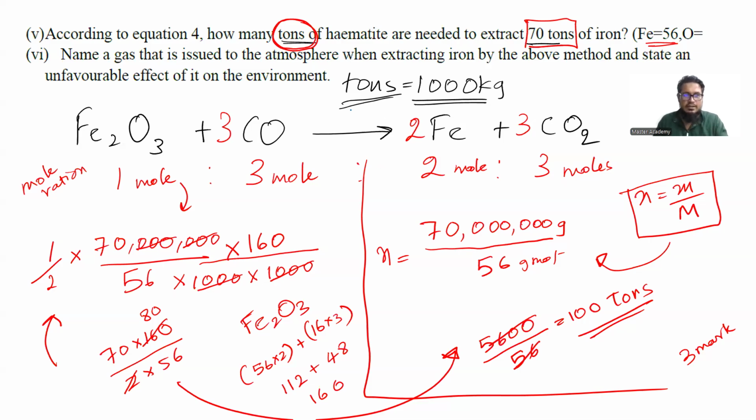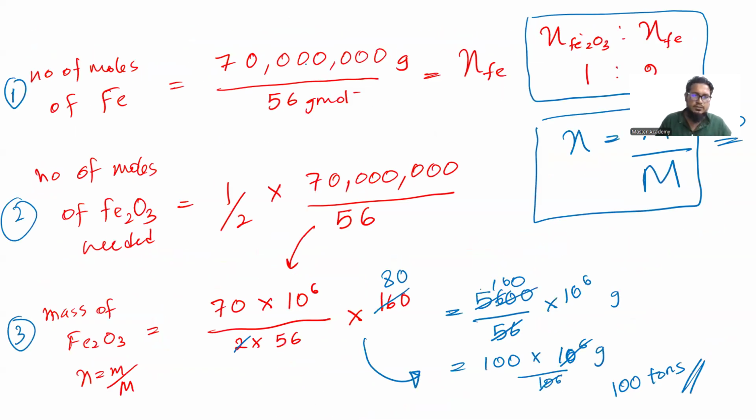Yes, shall we move on? There is one more question related to simple general knowledge. Name a gas that is an issue for the atmosphere when extracting iron by the above method and state an unfavorable effect of it on the environment. Actually, in grade 11 you will be studying it, but general knowledge wise, you all know carbon dioxide is the harmful gas. And global warming is the unfavorable situation. So for that, you will get 2 marks. Carbon dioxide is the gas. The situation is global warming.